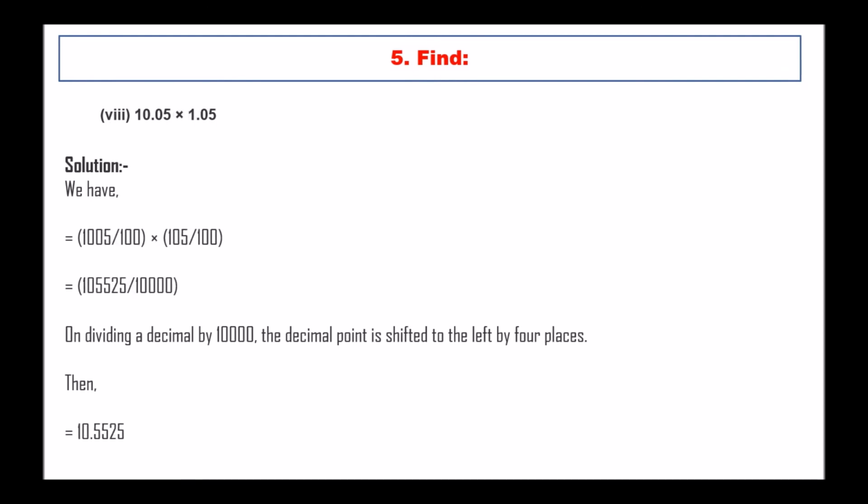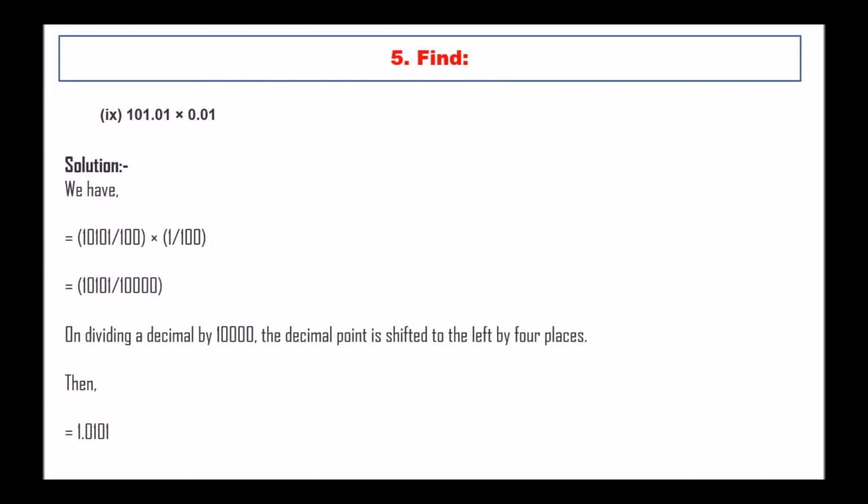Next, 10.05 into 1.05. 10.05, if we remove the decimal, will become 1005 upon 100, and 1.05 will become 105 upon 100. On multiplying 1005 into 105, we will get 105,525 upon 10,000. So the answer will be 10.5525.